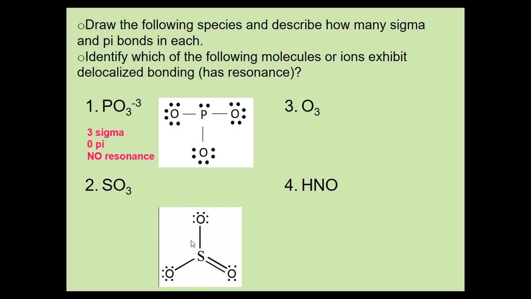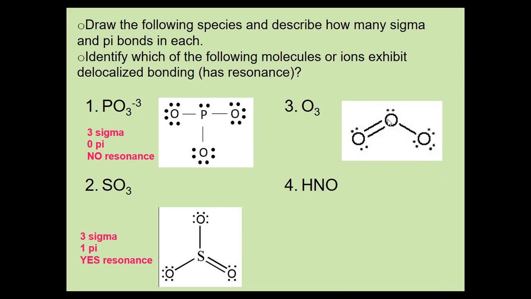For SO3, okay, we've got 3 sigma bonds. 1, 2, 3. And this other guy has to be a pi bond. So it doesn't matter which is which, but one of them's a sigma and one of them's a pi. And this double bond could go on any of these oxygens. So yes, it has resonance. You could put a double bond here or a double bond here.